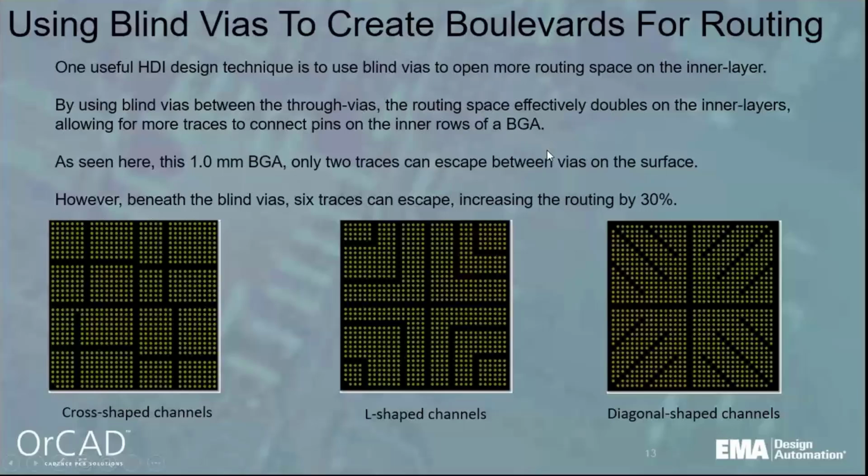Being able to fan out components in all kinds of different methods, whether it's cross-shaped channels, L-shaped channels, or diagonally shaped channels, is going to help you with being able to route in and outside of your BGAs.